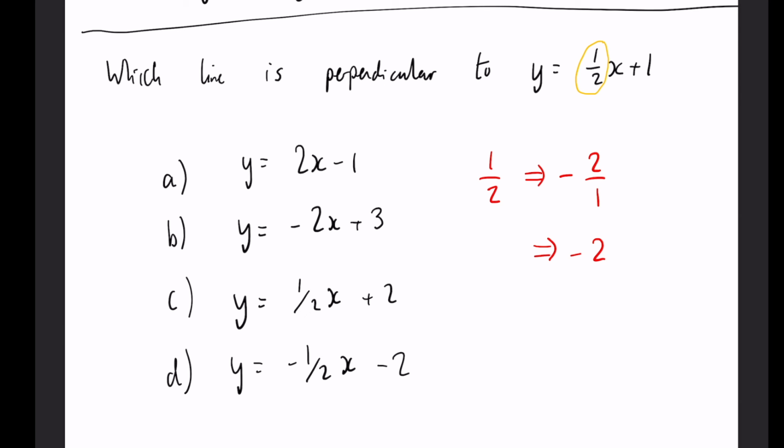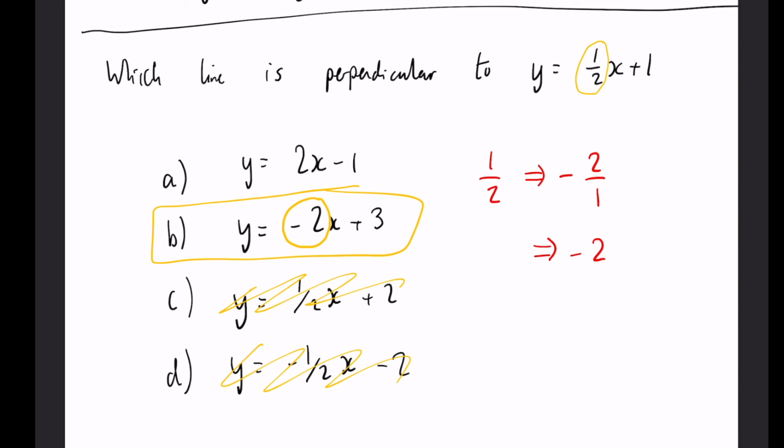Straight away again, we have a half and minus a half. That can't be right. We find our minus 2 is here. So our answer this time is simply B. Hopefully that will make sense.